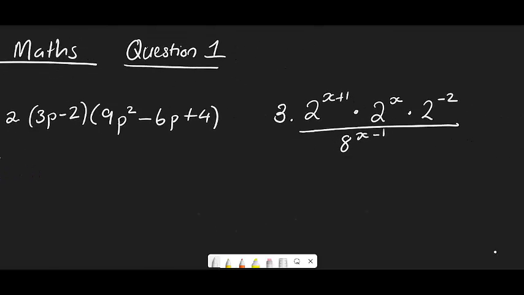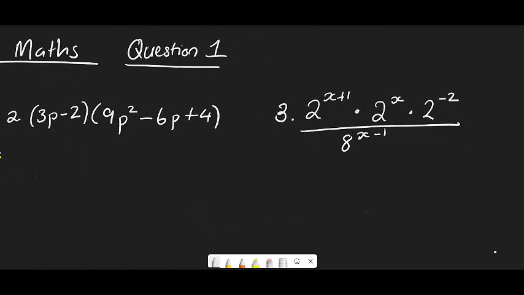Question number 2 says, what is 3p minus 2 in brackets multiplied by 9p squared minus 6p plus 4? Now what do you see? You see a binomial multiplied by a trinomial. What are we going to do? We're going to do a multiplication one at a time.